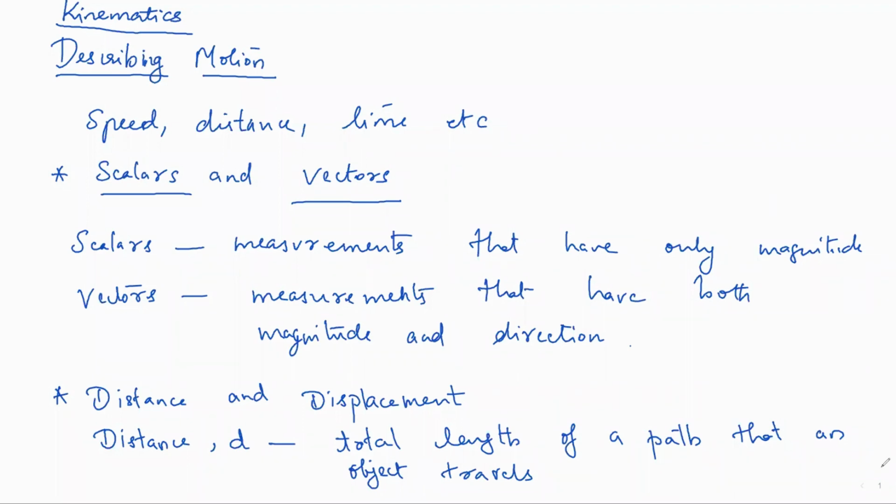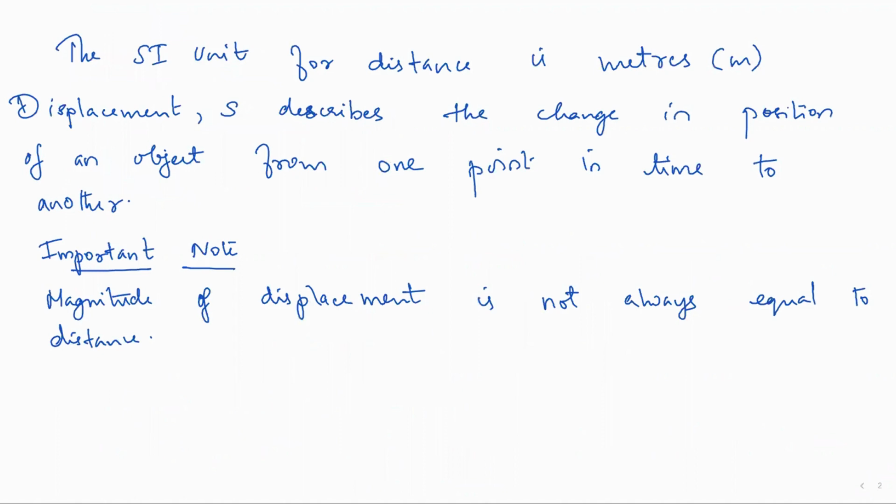Distance and displacement. Distance is represented using the small letter d, and it is the total length of a path that an object travels. The SI unit for distance is meters, and small m is the symbol for meters. Displacement is described as the change in position of an object from one point in time to another. Here the symbol used for displacement is capital S.